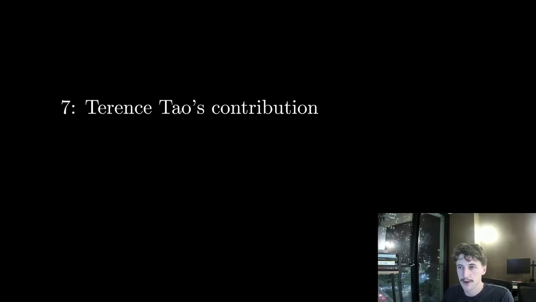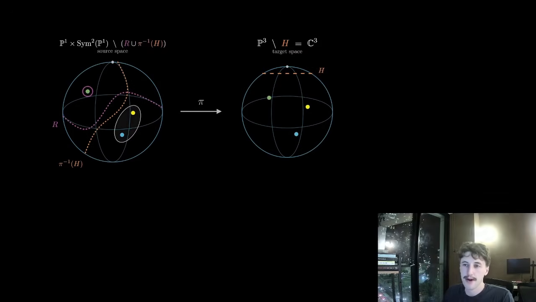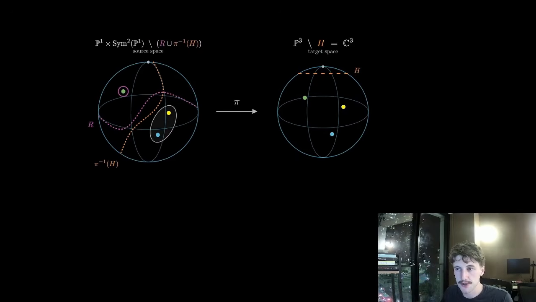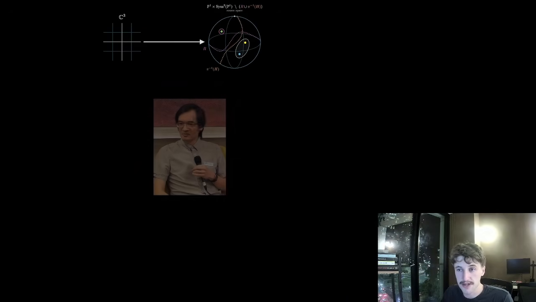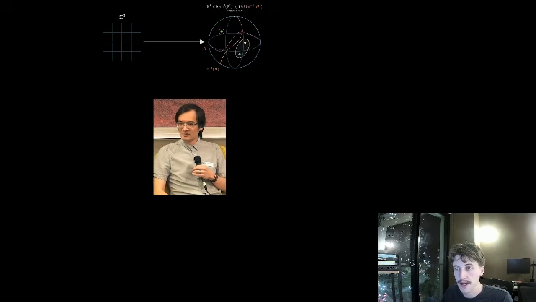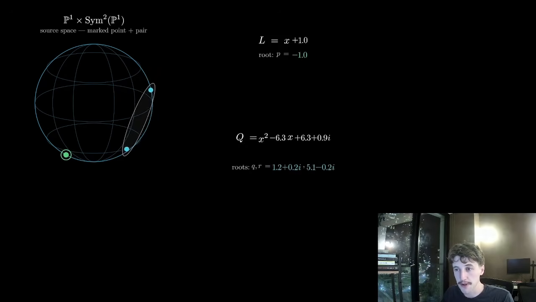So Terence Tao contributed to this problem by using algebra to look at the problem in a different way. So how can we map C3 to this source space that has two pieces, pi minus 1 h and R, cut out of it? Tao's solution was to first make the equation L and the equation Q that represented the marked point P and the grouped bag Q and R respectively. As you can see here, L had coefficients A and B, and Q had coefficients C, D and E, and LQ gave the polynomial equation for the combined bag of the three unordered points.